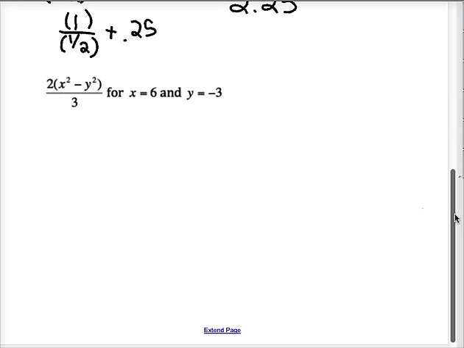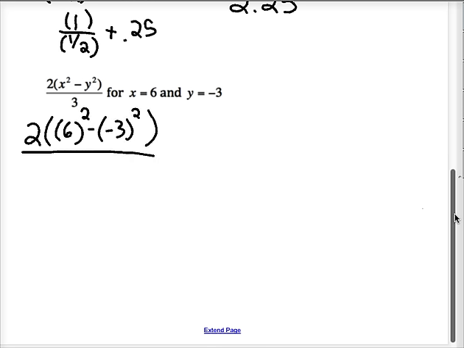So we're letting x be 6, y be -3, and again, make sure you're putting parentheses around the numbers that you're plugging in. So putting parentheses around the numbers I'm plugging in gives me that. Now, again, be very cognizant of this. So the first thing is parentheses.